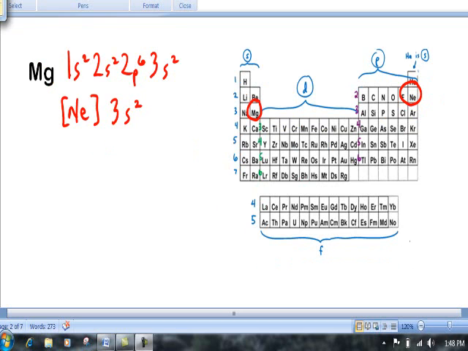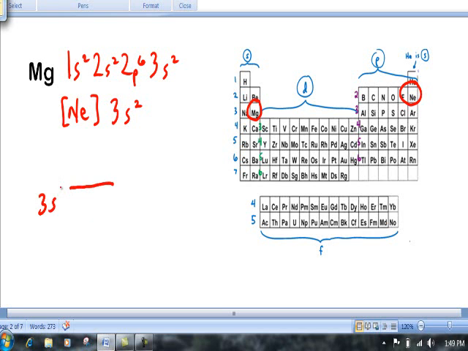The next part, the orbital diagram. For this element we're only going to use the shorthand designation, so all we need to focus on is the 3s outermost orbital. The orbital diagram would look like this. We'd have a line, and this would be our 3s orbital.